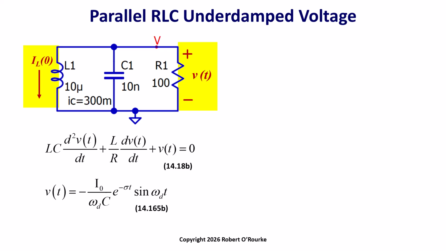The inductor instantaneous current value, due to the initial condition at time 0, is 300 milliamps. The downward arrow in the schematic on inductor current indicates positive polarity relative to the voltage reference polarity.